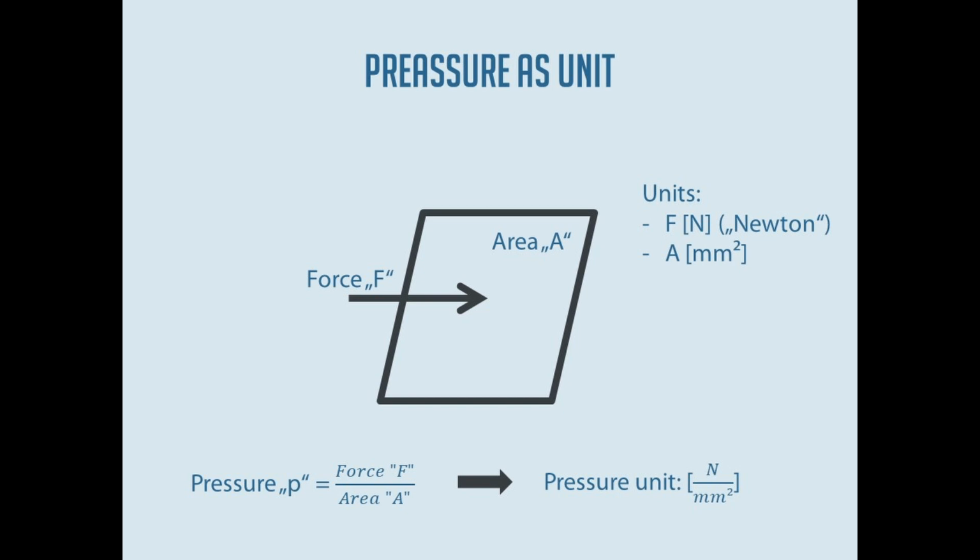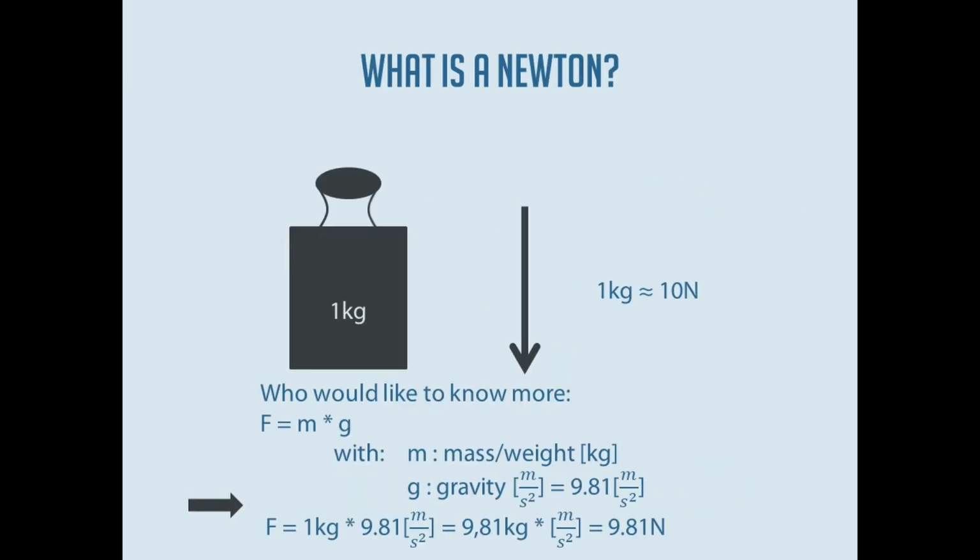So pressure P is force per, or also force divided by area. So F divided by A. If we insert the units, we get Newton per square millimeter. But what the hell is a Newton now? Newton is the unit of the force. A force can act, for example, by a weight which simply stands around. In this case, a weight force acts on the surface, and we simplify that a weight of 1 kilogram exerts a force of 10 Newton.